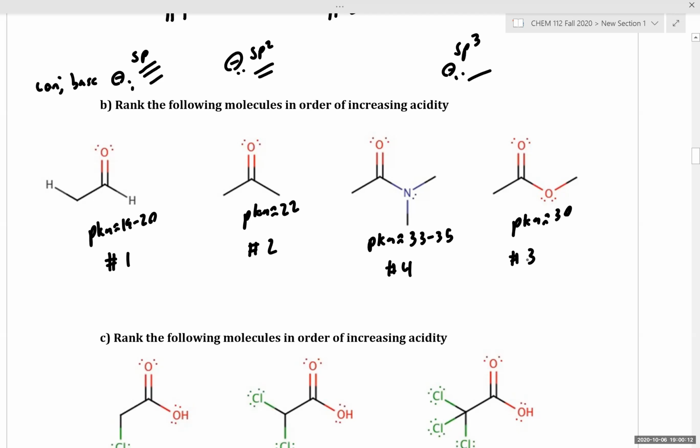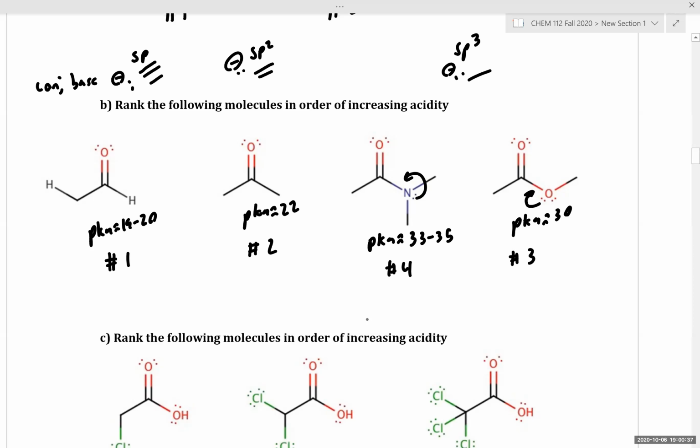Does this example make sense? You can also reason it based on donor capacity, and nitrogen is the most effective donor. And as a result, the nitrogen in the amide heavily destabilizes our conjugate base anion.